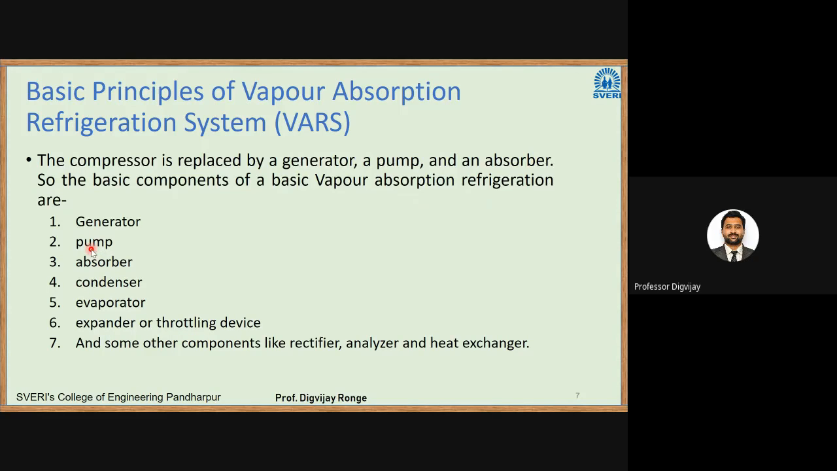Third is the absorber. We need a closed system or closed box where the refrigerant and the absorbent can be mixed together. Then there are the regular components: a condenser, an evaporator, and an expander or throttling device. These are common from our previous VCRS system. In addition, here we have a generator, pump, and absorber, and some other components like rectifier, analyzer, and heat exchanger.